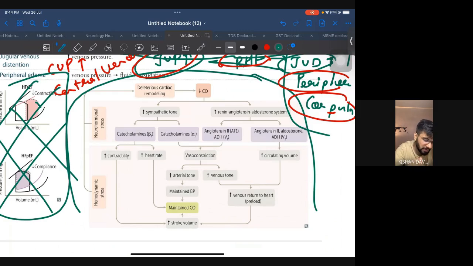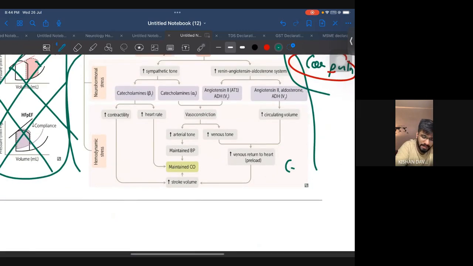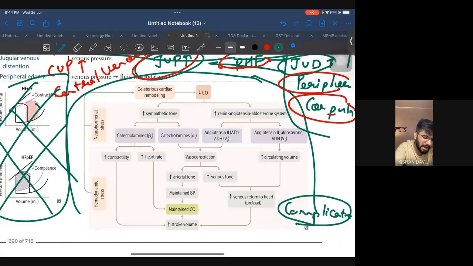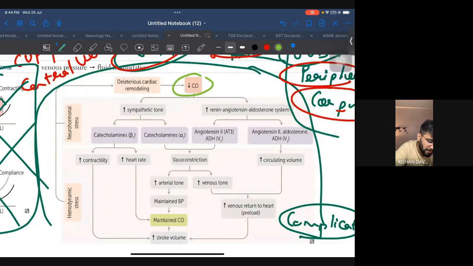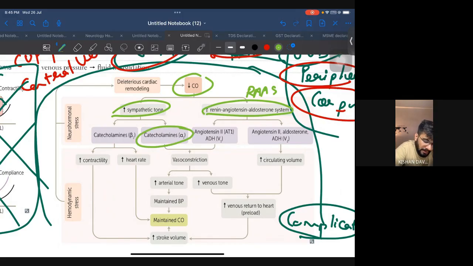Now this is what is important, you have to understand this pathway. Actually, it is given more complicated in this edition. In the 2020 edition it is given quite simple. Okay, so let's see what is complicated here. So decrease in CO, there will be increase in sympathetic tone and increase in RAS. As you know, RAS is a compensatory mechanism of our body. So when cardiac output decreases, RAS will get activated. Alright. So increase in sympathetic tone, alpha 1, and this is ADH, angiotensin 2, aldosterone, ADH, everything will do this.